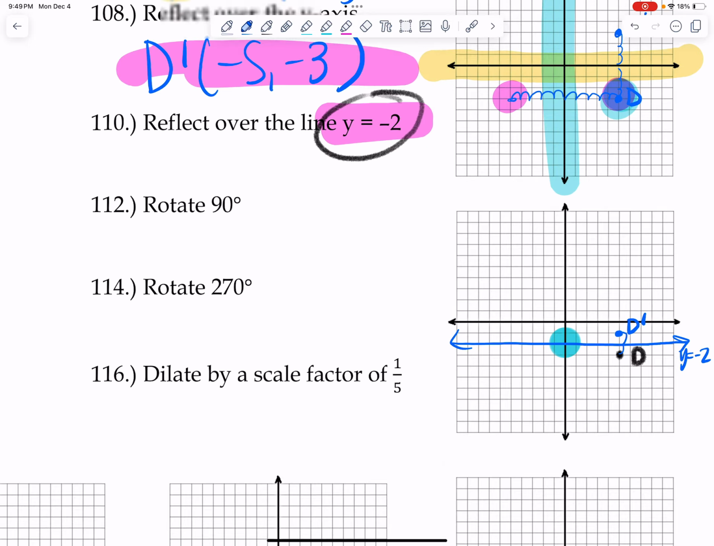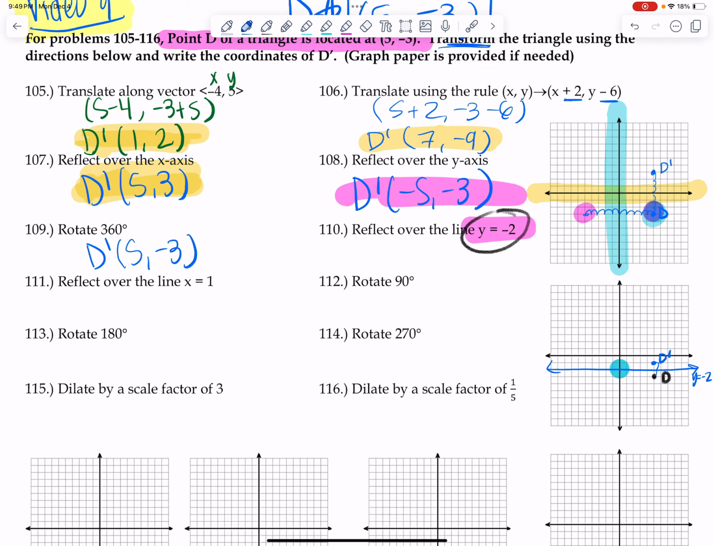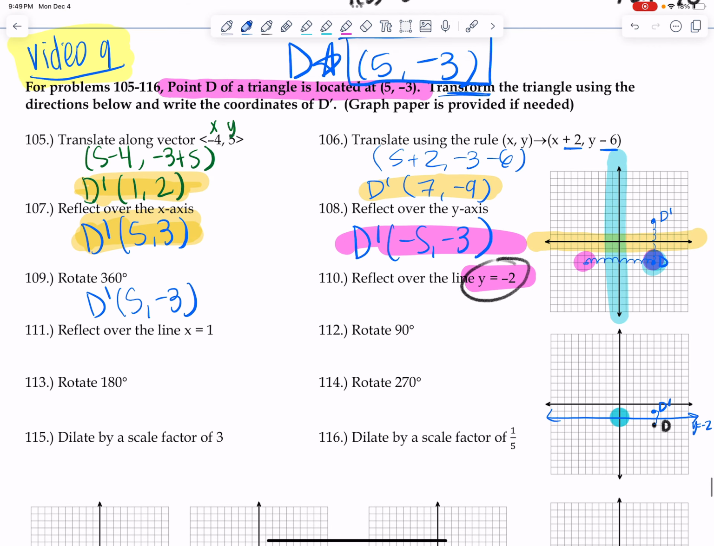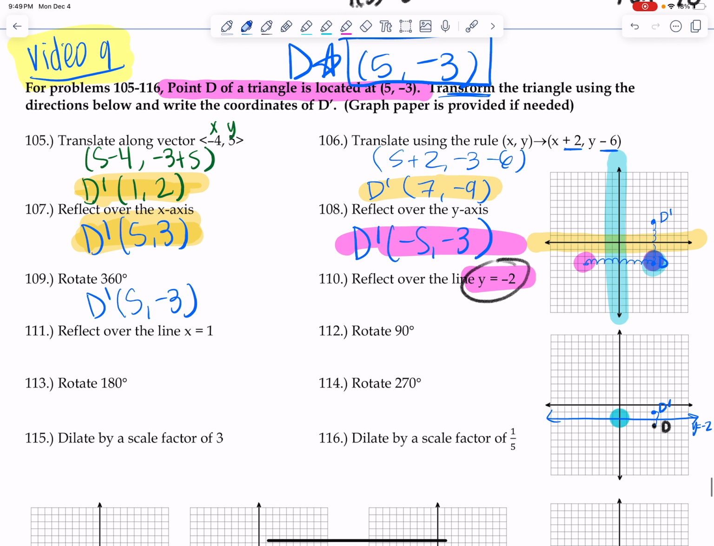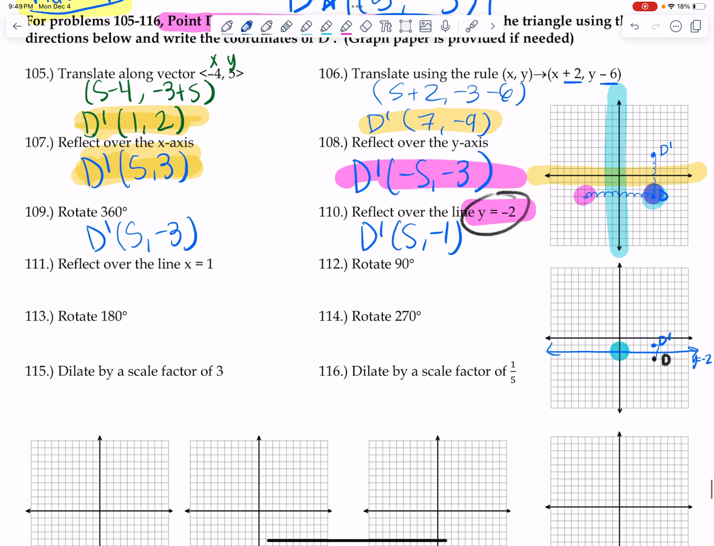D prime is going to be at 5. What was it at before? -3. So that should be at 5, -1. 5, -1 for D prime. Okay, so we're only using those lines if we need it.